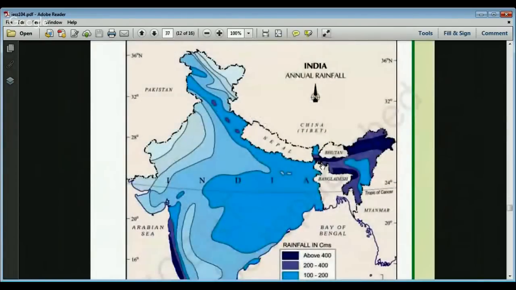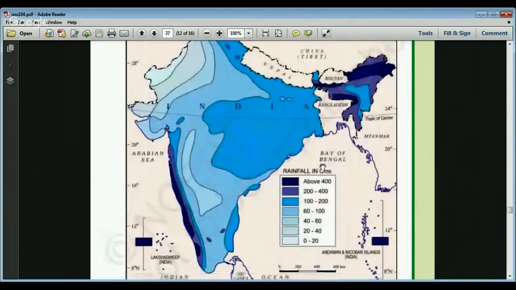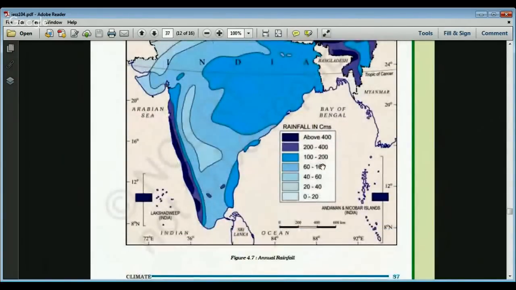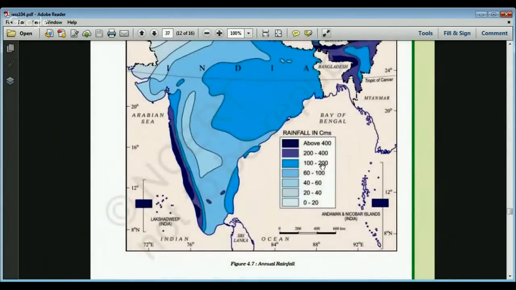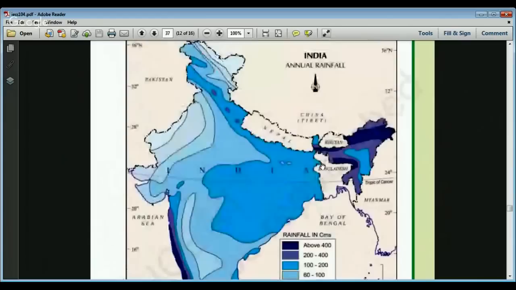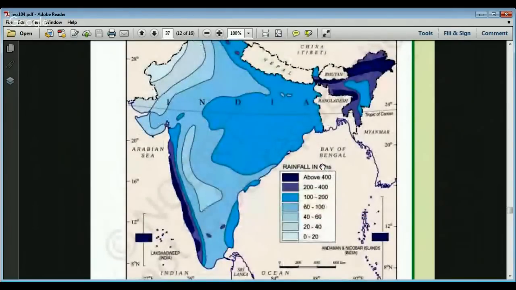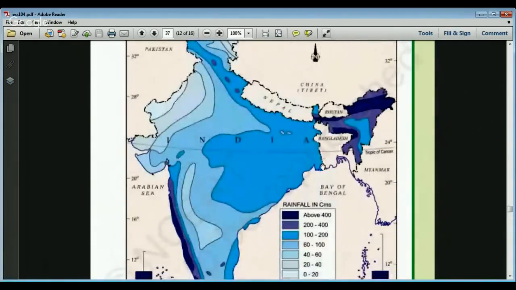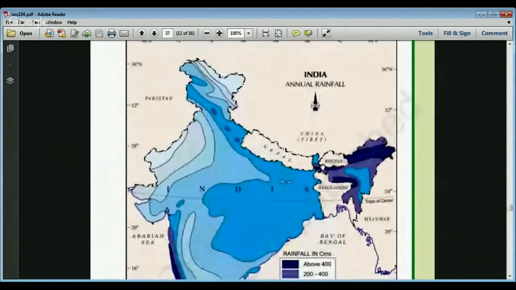Then this is the annual rainfall, which means the average rainfall annually in the regions. Here also you can see that above 400 is observed in the Western Ghats on the windward side and some regions of the northeast states. Then the surrounding regions of the Western Ghats and the northeast have 200 to 400 centimeter. See, the Andaman and Nicobar have rainfall above 400 centimeter, and then you can see all the other rainfalls.